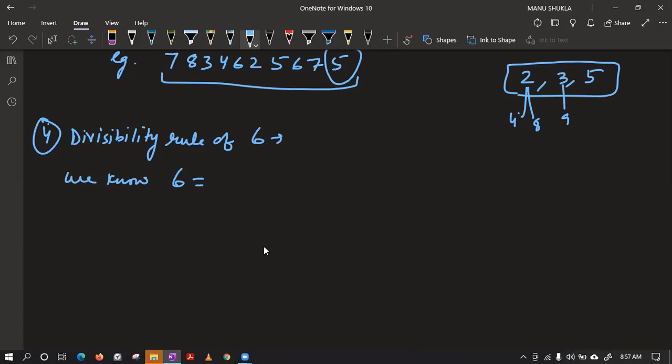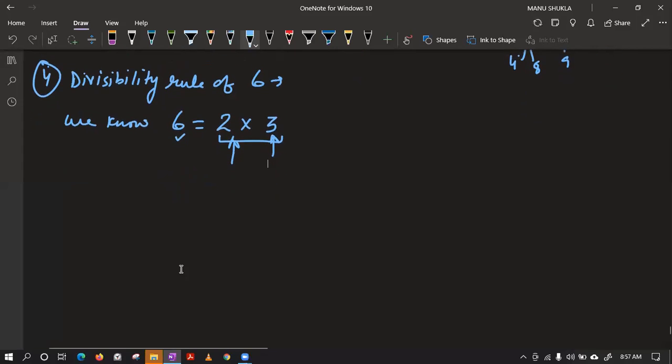We know 6 is equal to 2 into 3. Please keep yourselves on mute, don't misuse this. So we need to understand this number 6 is a combination of 2 and 3. The number given to you should be divisible by 2 as well as 3, both. If the number is divisible by both, we can say the number is divisible by 6 also. First you have to check for 2. It is easy to check for 2. How? If the last digit is even. Please don't unmute, it is creating problems sometimes.